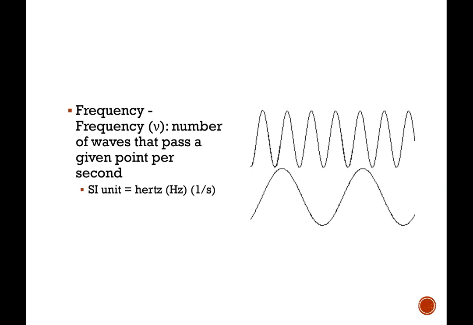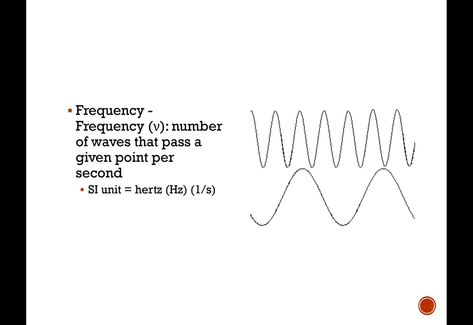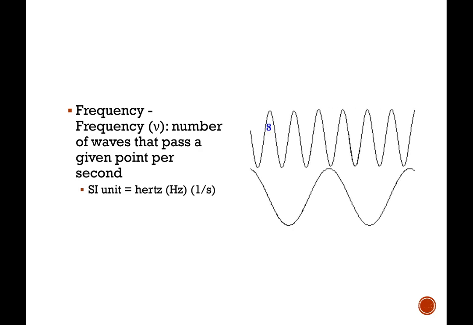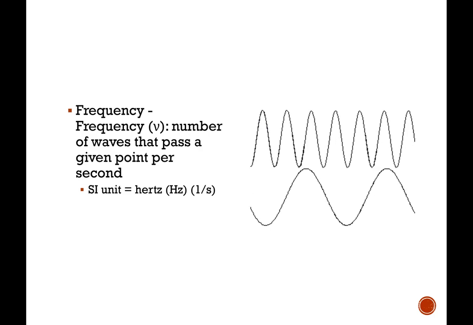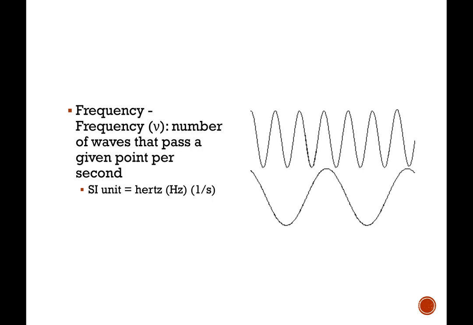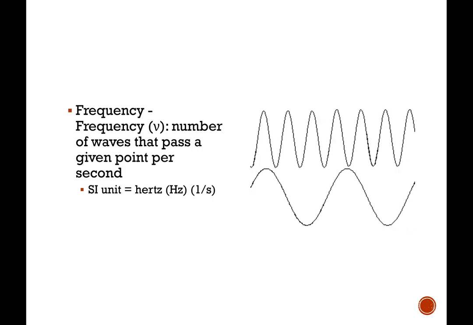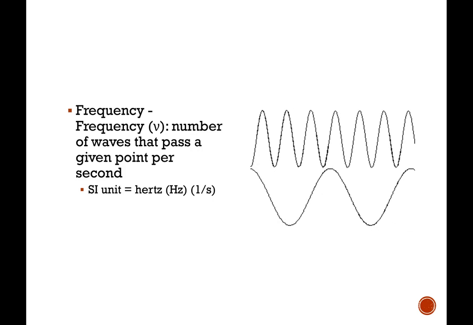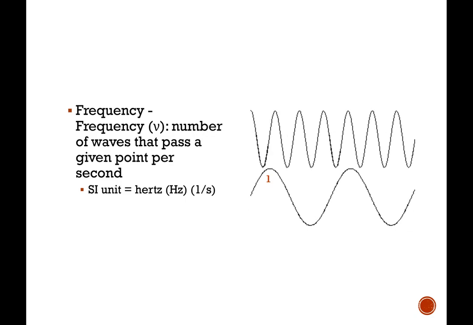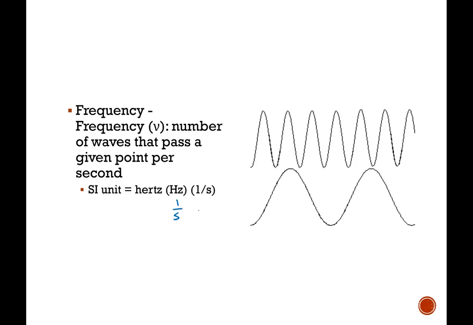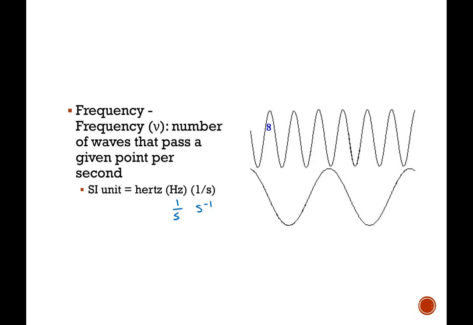Frequency, whose symbol is like a V kind of thing, is the number of waves that pass a given point per second. And as you can see, the shorter the wavelength, the higher the frequency. The SI unit for frequency is hertz, which is the same thing as inverse seconds. So it's the same thing as 1 over s, or s to the negative 1.